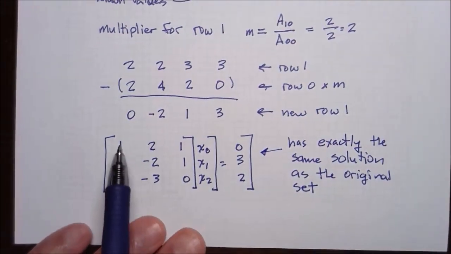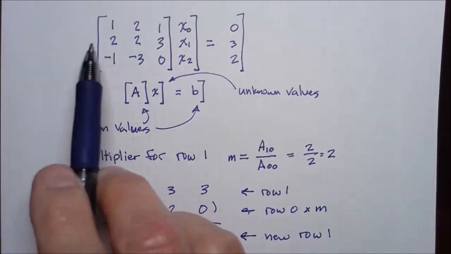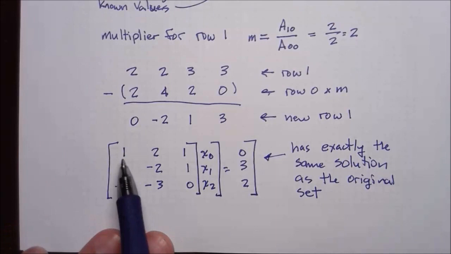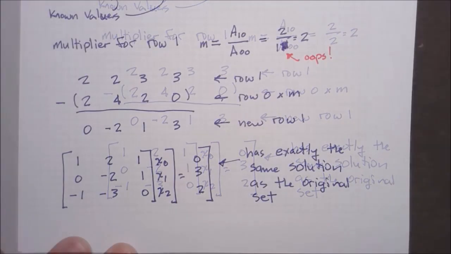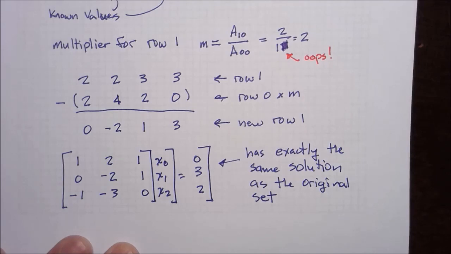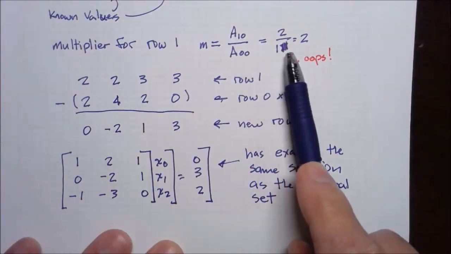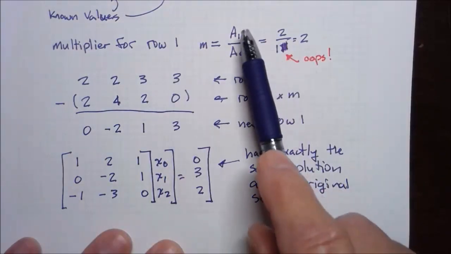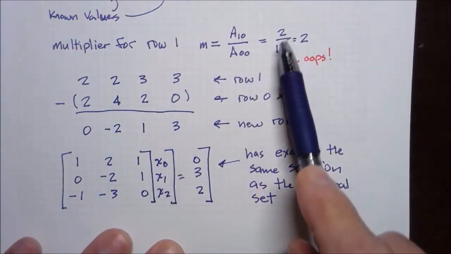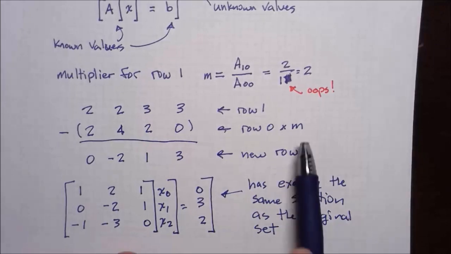So by multiplying the first row by a constant and subtracting that result from the second row, we've managed to get a 0 below the diagonal, and we haven't changed the solution of the equations. I'm sure some of you caught my mistake. I said the right thing in coming up with this multiplier, but I wrote down a 2. That needs to be a 1. So the multiplier for row 1, A10 divided by A00, is 2 divided by 1, and that gives a 2.